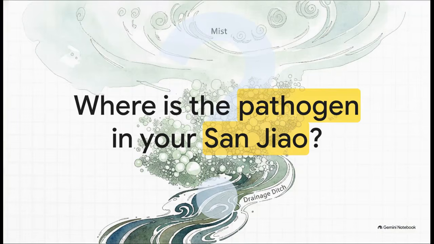By mapping the invisible, the San Jiao theory makes the complex, hidden progression of disease totally visible and, more importantly, treatable. So the next time you feel an illness moving from a chesty cough down into a heavy stomachache, ask yourself, where exactly is that pathogen lurking in your San Jiao? It totally changes how you view your own body, doesn't it?